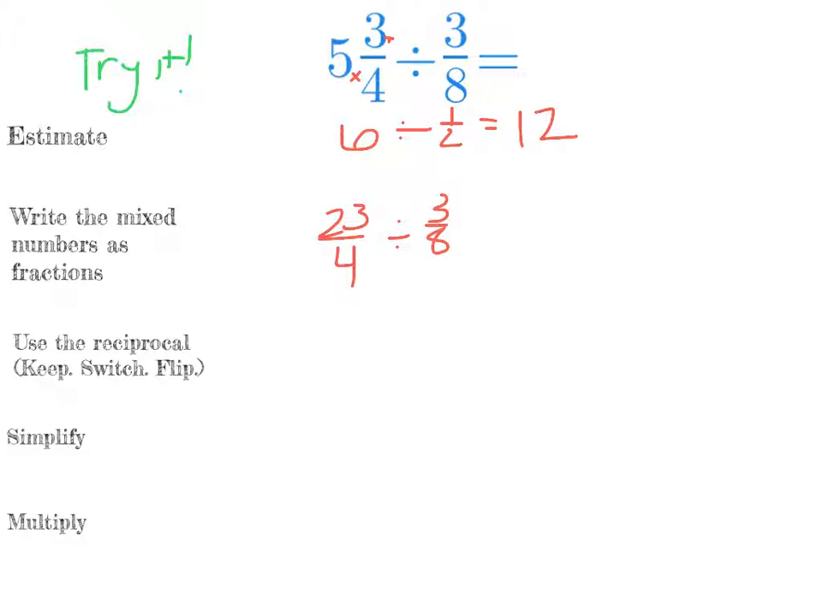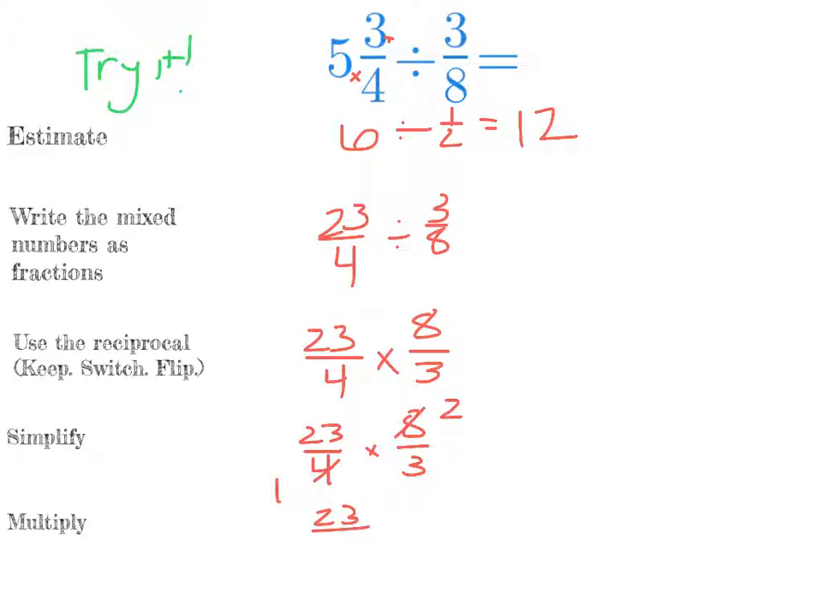Now I'm going to do keep, switch, flip. 23 fourths, keep, switch, and flip. Then I'm going to simplify if I can. It looks like I can simplify a little bit here. And then I have 23 over 1 times 2 over 3. 23 times 2 over 1 times 3, and that would give me 46 over 3.